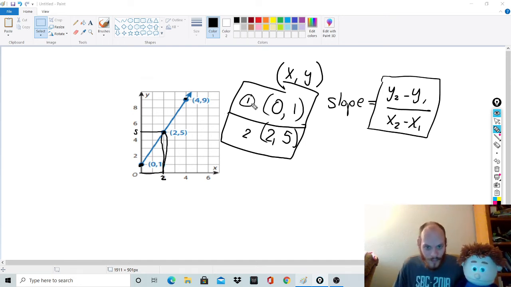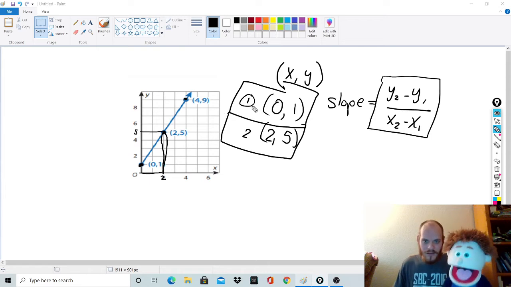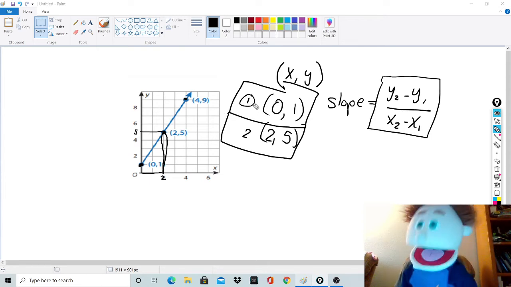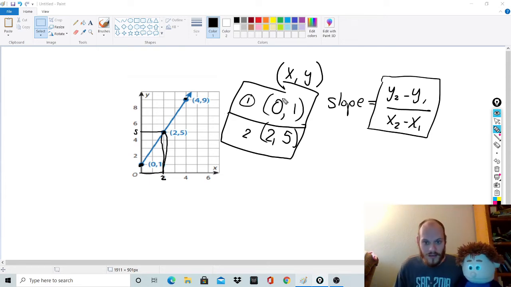Exactly. If you can remember that. Now remember how we labeled these points? Oh yeah, we did. That's point 1 and point 2. Exactly, point 1 and point 2. So this right here, because we made this point 1, this is our x, right? Yeah, because it's always x first. Good. So this is my x1, because that's my first point, and this is my y1.